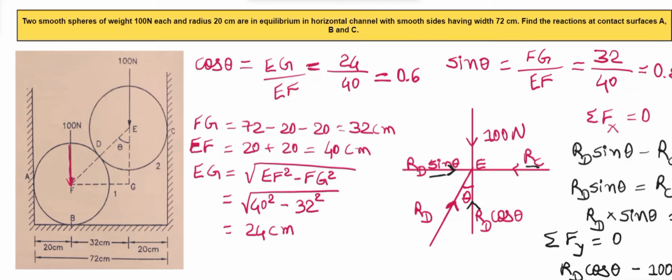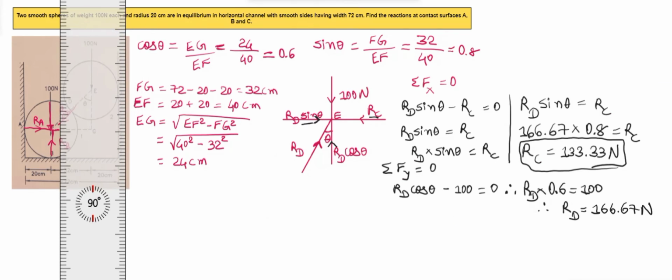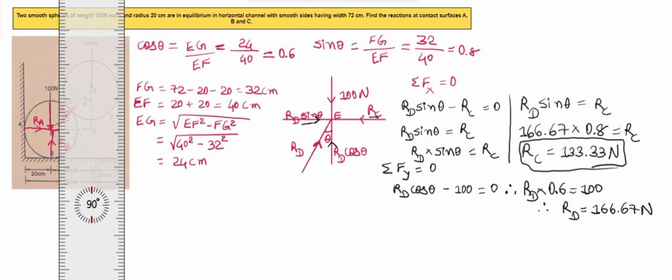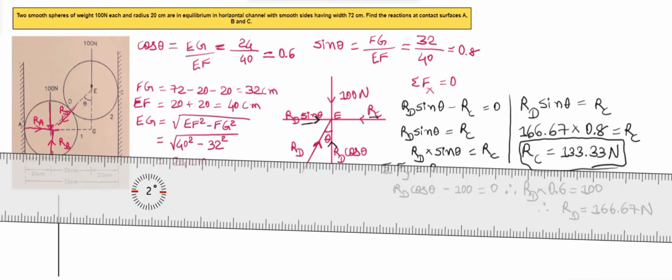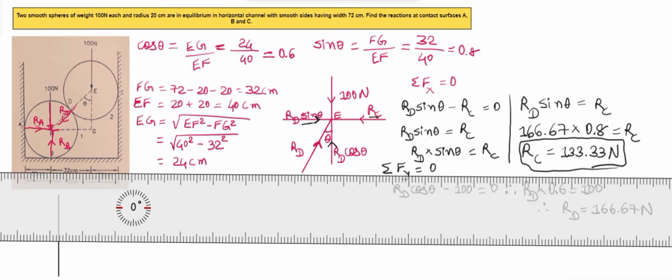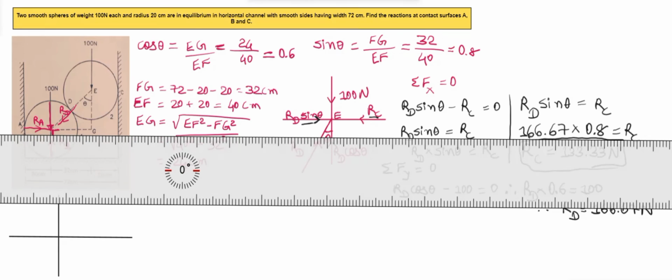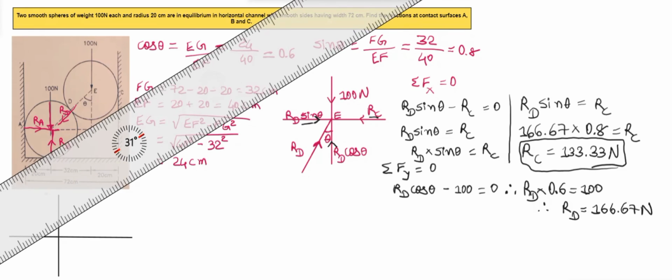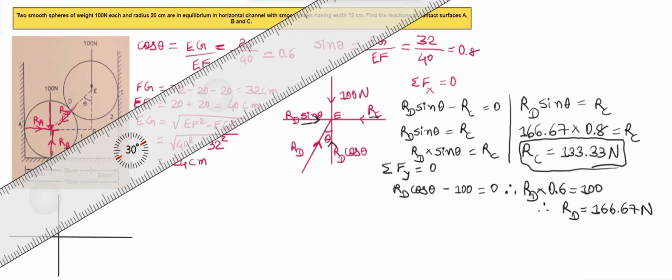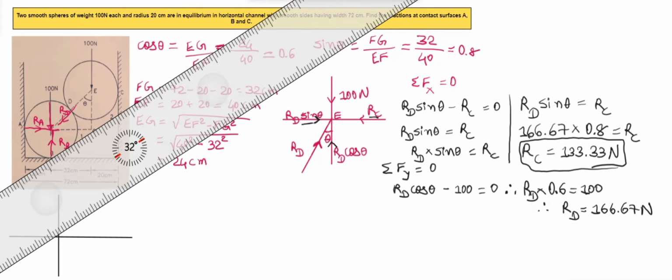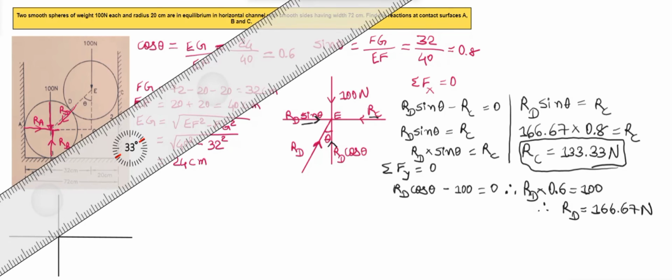Now we'll find the reactions acting on the other sphere. 100 Newton is acting. From A, reaction will be acting, which is Ra. From this sphere, the reaction will be acting, which is Rd. And from the contact surface B, reaction will be acting, which will be Rb. This will represent in our free body diagram. Ra is acting horizontally and Rd is acting at some angle. So we'll have to show Rd as inclined.